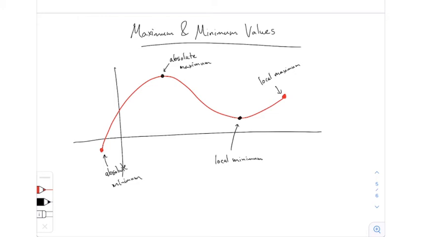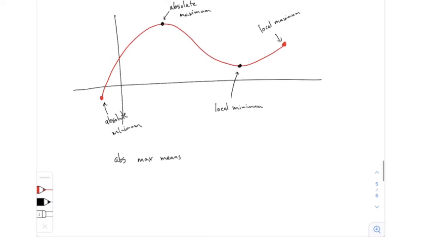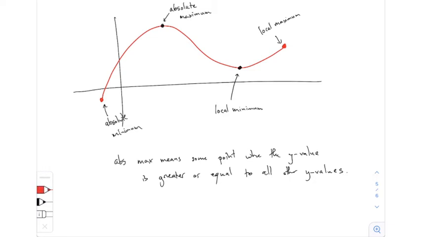So let me try and write in words here. The absolute maximum means, there's a slight technicality here, it means some point where the y value is greater or equal to all other y values. The technicality is right here: greater or equal.